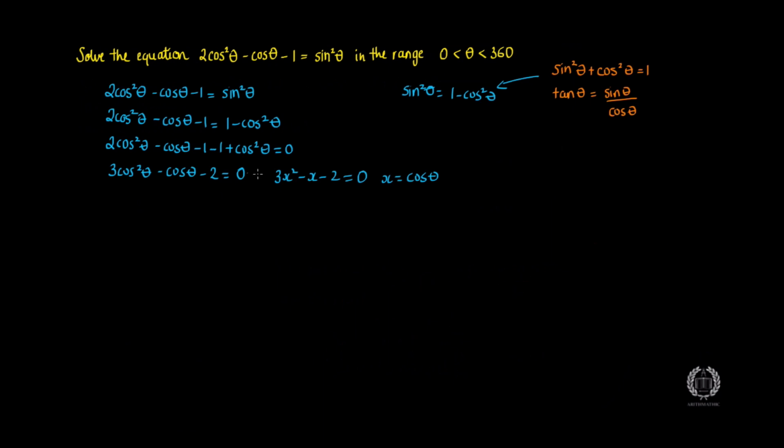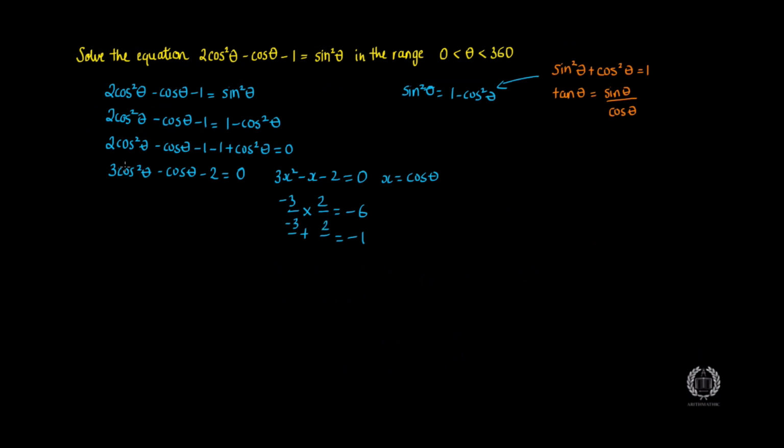Okay, now how do I factorize this? I'm sure you know you just want two numbers. When you multiply, it gives you 3 times minus 2, which is minus 6. And two numbers, when you add, give you the number before cos theta, which is minus 1. It's the same thing here. Think about it like this: two numbers that multiply to give minus 6, and add to give minus 1. So that's just going to be minus 3 and 2.